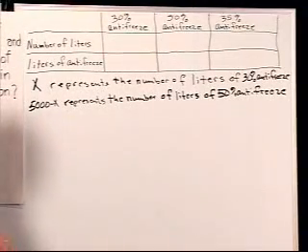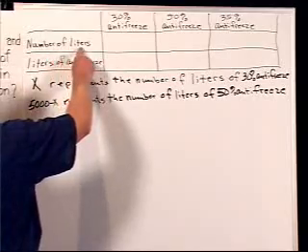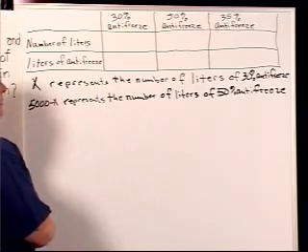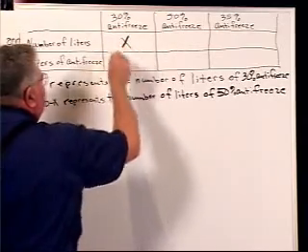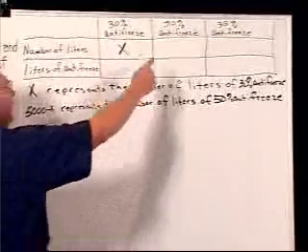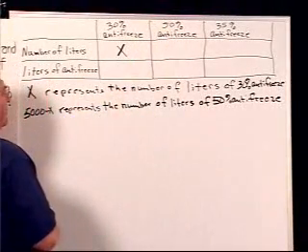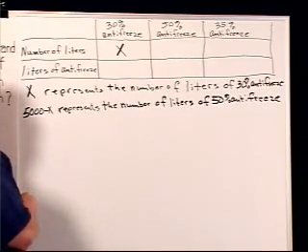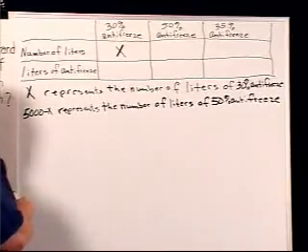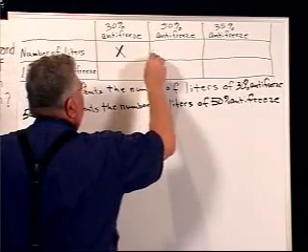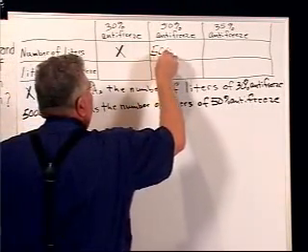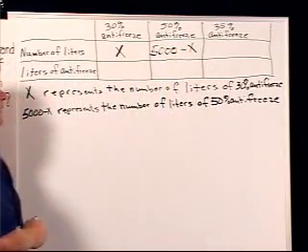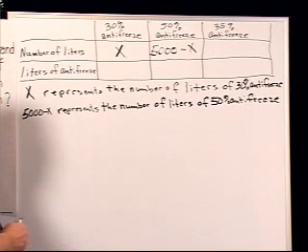Now in the problem, we have the number of liters. Well, for 30% antifreeze, we're going to let x represent that value, so I'm going to put an x here. For the 50% solution, we have 5,000 minus x. That represents the number of liters of 50% antifreeze, so I'm going to put 5,000 minus x in here.